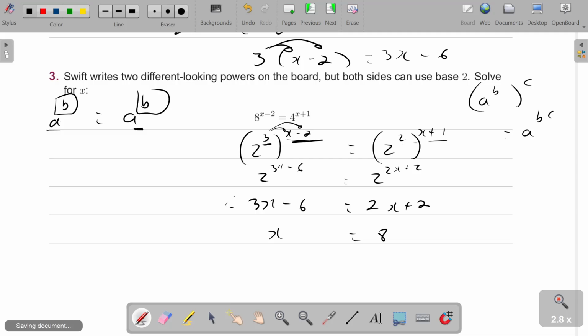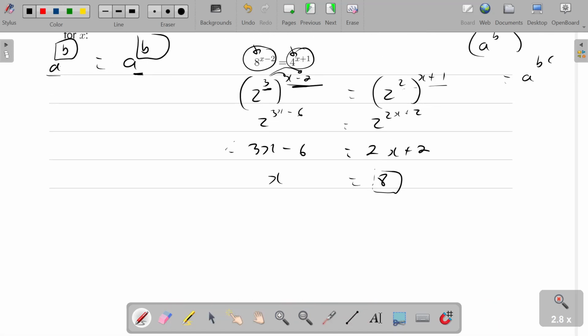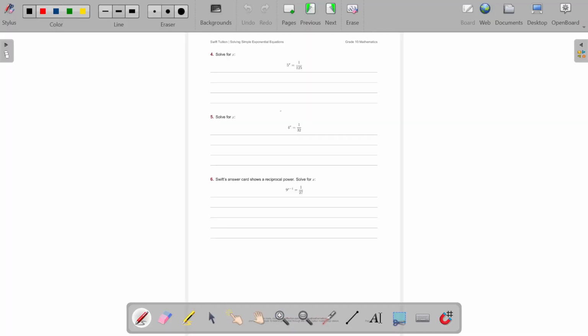And then again, you can check the answers yourself. I'll leave that as an exercise to you, where you take the 8 and you plug it in over here, and you plug it in over here, and see if you get the same answers for the left hand side and for the right hand side. And you should have a calculator to just verify that, to make sure that everything does indeed line up.